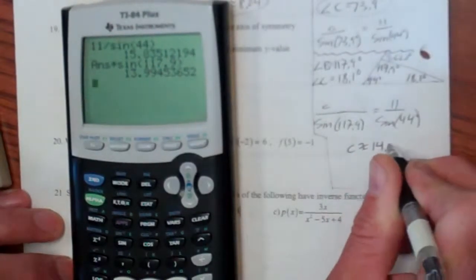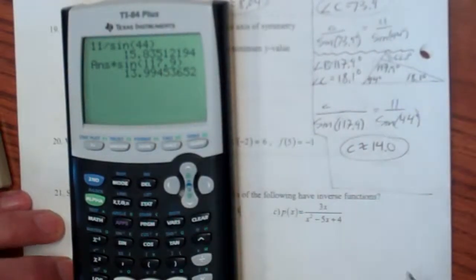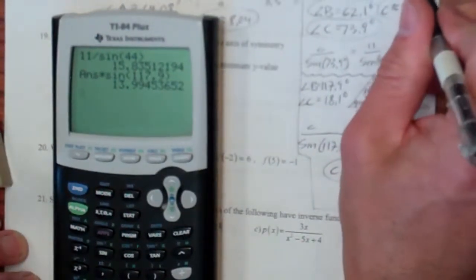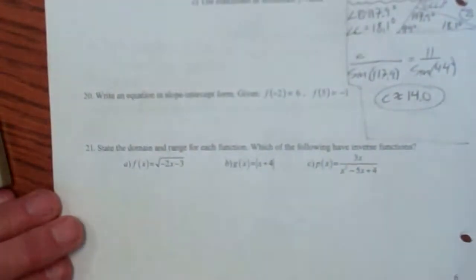Okay? And there are both triangles. This is triangle number 2. That was triangle number 1. And I hope that's clear as mud.